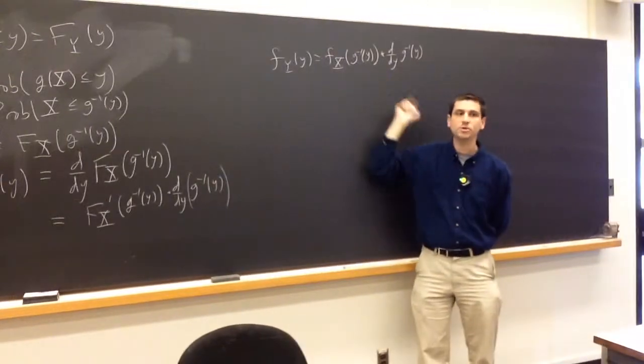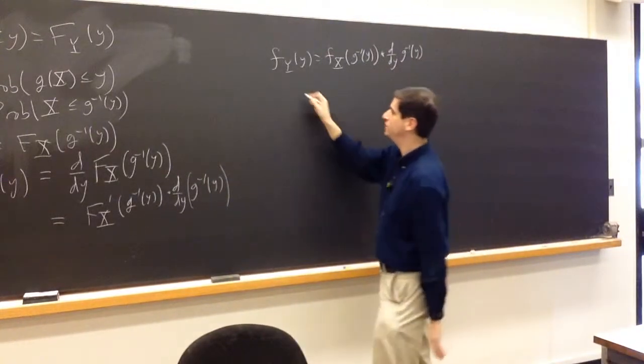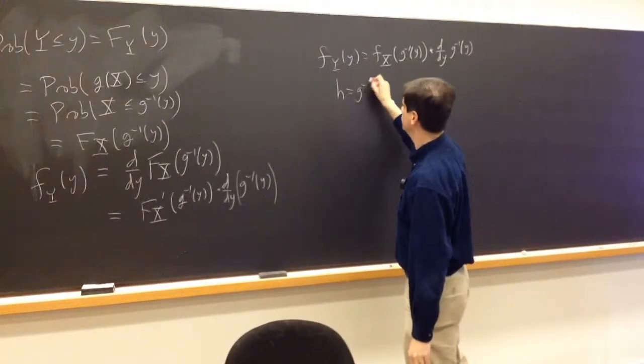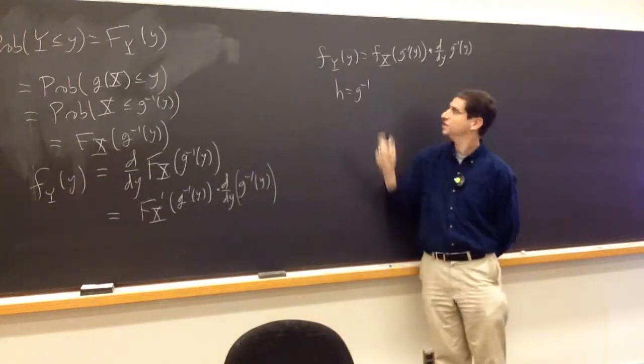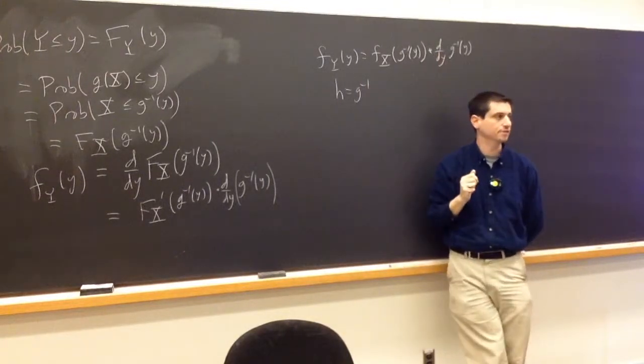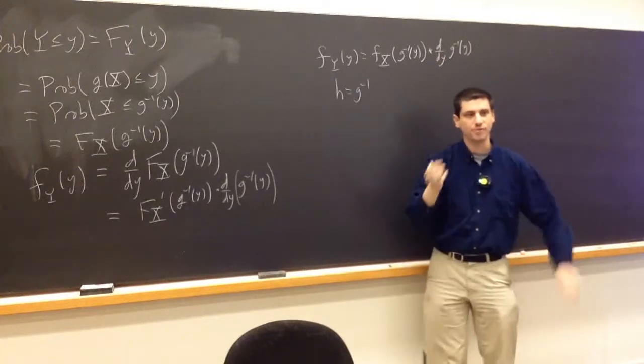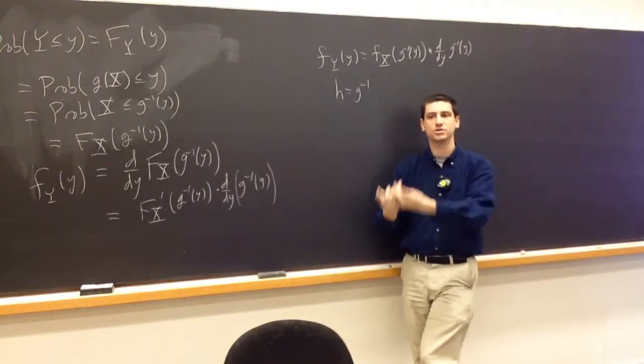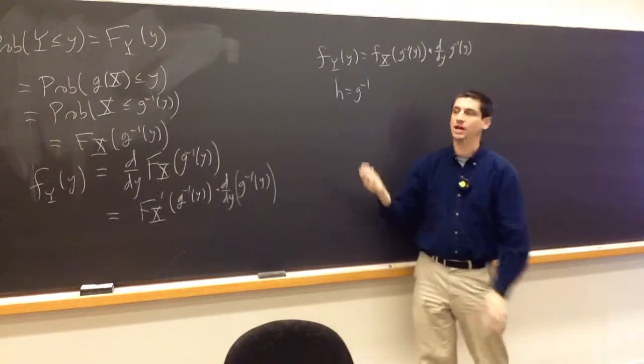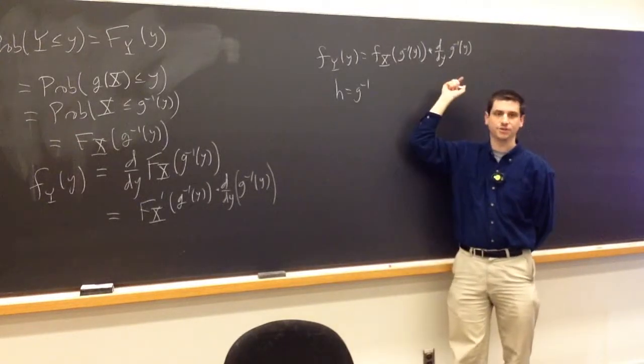So a lot of times people give the inverse function a name. People often say, let's let h be g inverse, and then they'll just have an h prime over here. The question is, which is the more natural function? Well, if we're going from X to Y, then g is my transform function. And so it doesn't make too much of a difference.